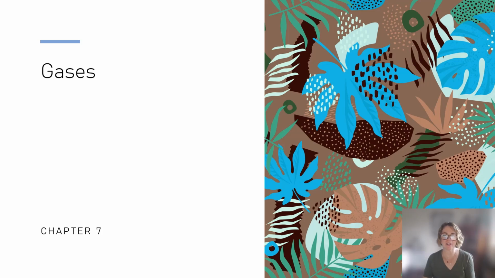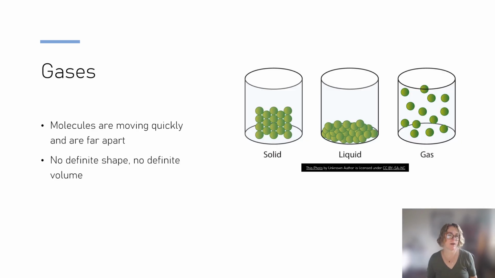Great. So in this video, we are going to be talking about gases and their properties. All right, so the first thing we should talk about is what gases look like on the molecular level. The picture that we have of a gas is all the way on the end, right? So the picture we have of a gas is right here. And what we're saying in a gas is that molecules are moving very quickly and they are very far apart.